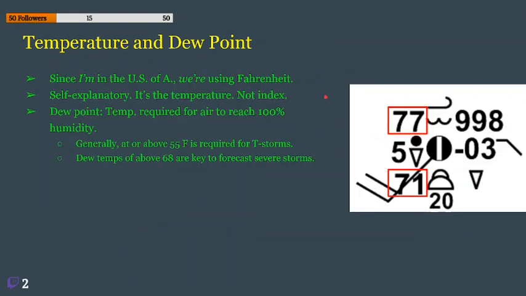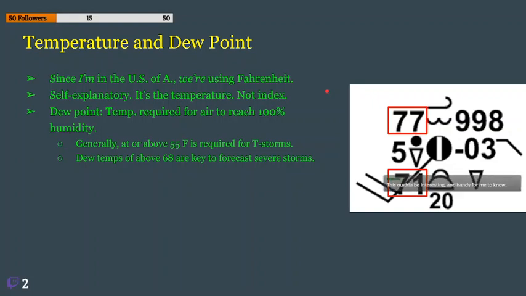First off is your temperature and dew point. Since I'm in the USA, we're going to be using Fahrenheit. Self-explanatory. This is not the temperature index. This is not a heat index or a wind chill. This is the temperature outside. Dew point temperature: a lot of people get this confused with moisture. Do not confuse the two.